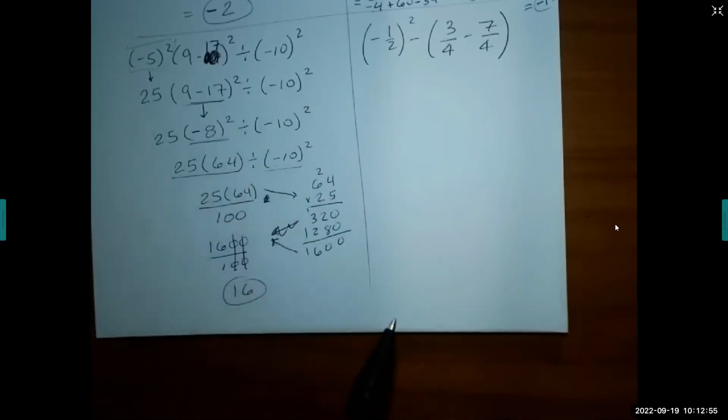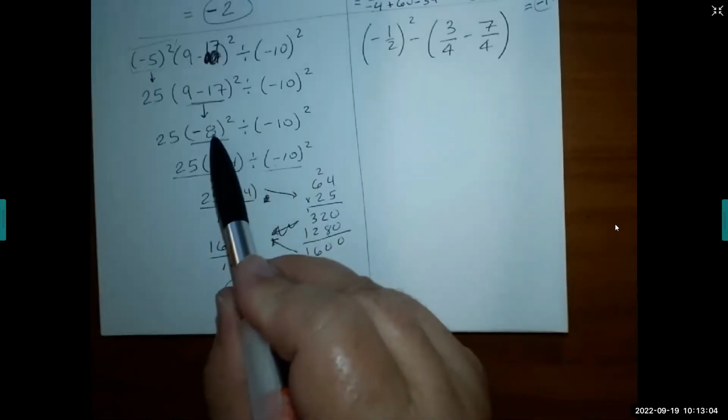So even in special operations, they have a hierarchy. There's no real particular one. It's inside the parentheses first, because I can't do the exponent until I have a number.